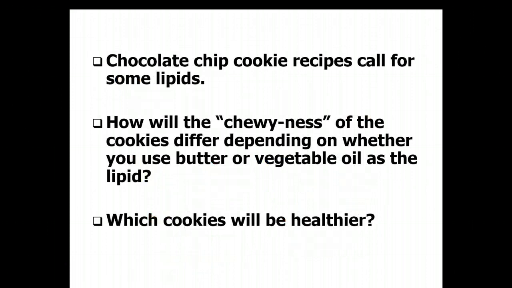Chocolate chip cookie recipes call for some lipids. So chocolate chip cookie recipes are sugars and fats, so that's not really good. How will the chewiness of the cookie differ depending on whether you use butter or vegetable oil? Well, at room temperature it'll be softer if it's an unsaturated fat. If it's saturated, it'll be stiffer at room temperature. Which cookie is healthier? What do you think?